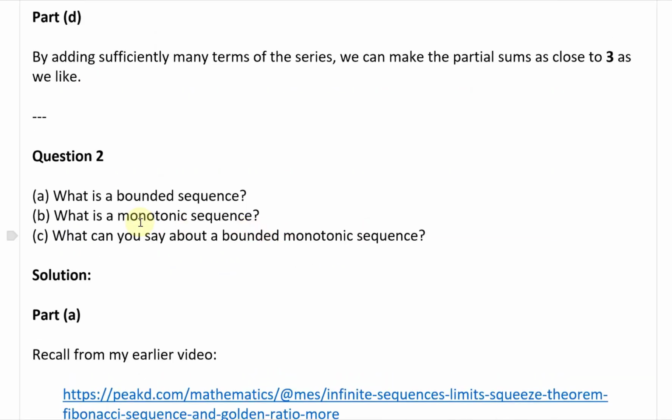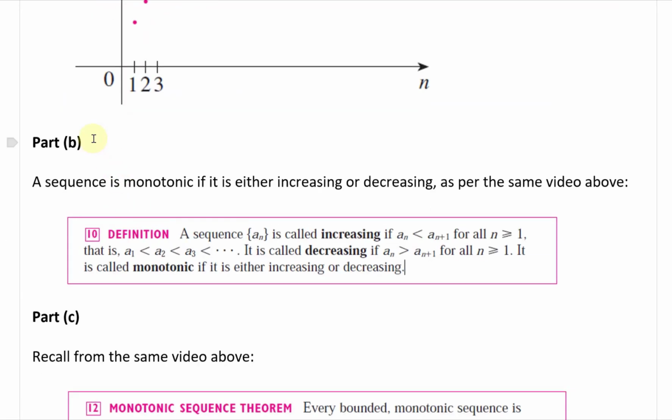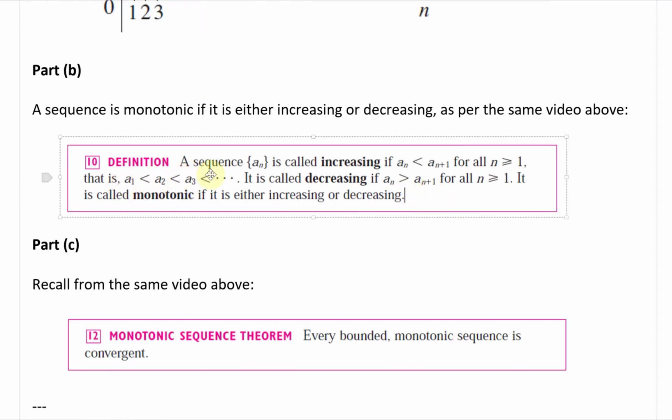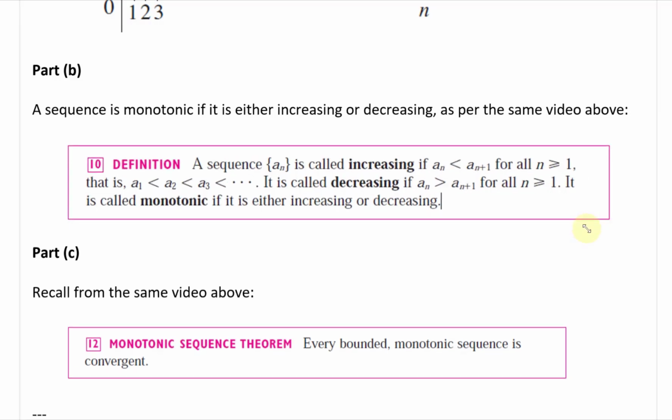All right, so now let's look at part B. What is a monotonic sequence? Let's go over here. So part B, a sequence is monotonic if it is either increasing or decreasing, as per the same video above. So from this link right here, we have this. So definition, a sequence a_n is called increasing if a_n is less than a_(n+1). So a_(n+1) is always greater than the previous one, for all n greater than or equal to 1.